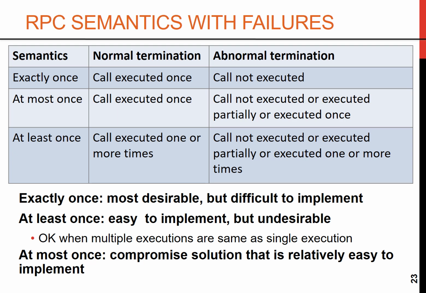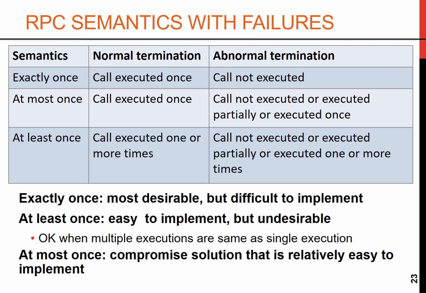In a normal termination, you send a message and you receive an acknowledgement or a reply, and you know for sure that your message has been received at the other end. In abnormal termination, you don't receive a reply or acknowledgement due to some network connectivity problem. In such a case, you don't know whether your sent message has been received at the other end. So how the middleware handles the situation is quite important.